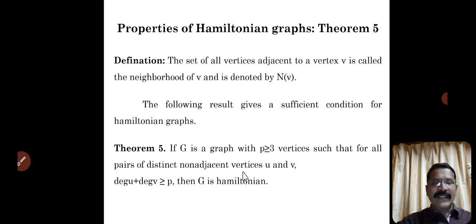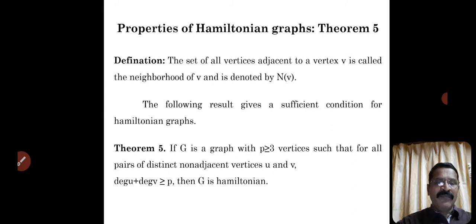The following result gives a sufficient condition for Hamiltonian graphs. The theorem says: if G is a graph with P greater than or equal to 3 vertices, such that for all pairs of distinct non-adjacent vertices U and V, degree of U plus degree of V is greater than or equal to P, then G is Hamiltonian. It implies a graph which satisfies this condition will be a Hamiltonian graph. So this is one of the sufficient conditions.